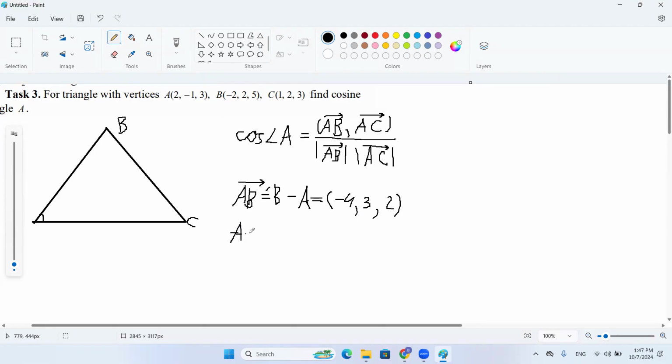Okay. So Artem, just to make sure that you understood, could you help me to calculate the coordinates of AC? -1, then 3, and 0. Yeah. Okay. And now we need to calculate the scalar product. The vector product will be a little bit later.